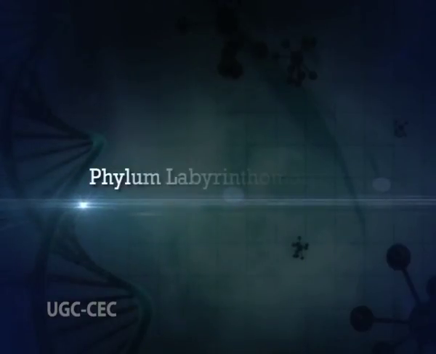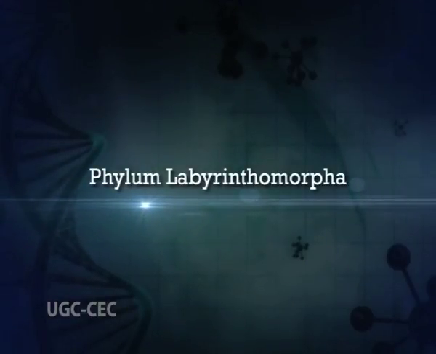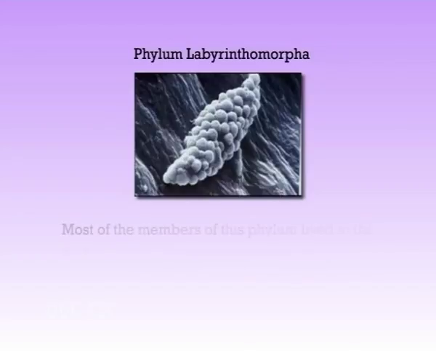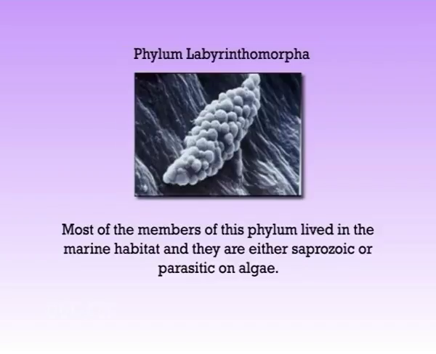Next we'll see the phylum Labyrinthomorpha. These are protists that have spindle-shaped or spherical non-amoeboid vegetative cells. Most of the members of this phylum live in the marine habitat, and they are either saprozoic or parasitic on algae.